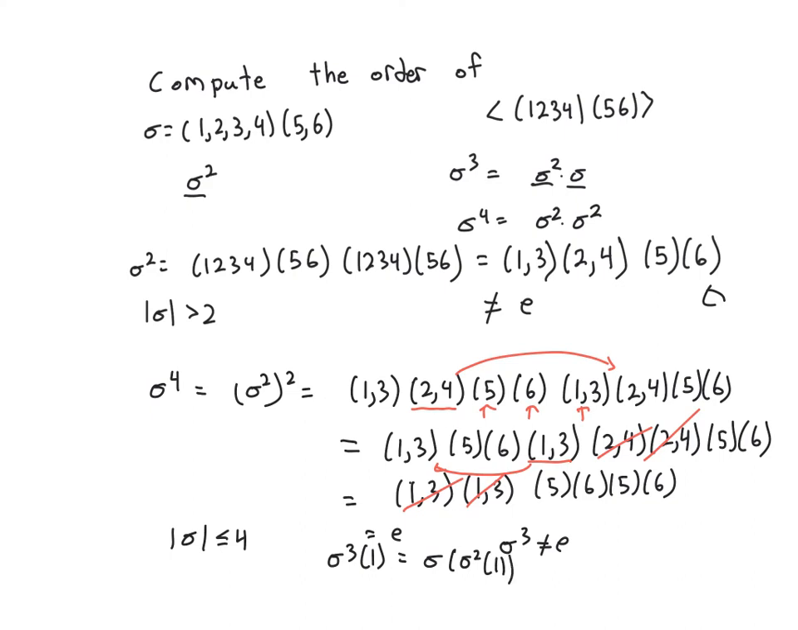So just figure out what sigma of sigma squared of 1 is. So sigma squared of 1 is 3. And sigma of 3 is 4, which is not 1. So sigma cubed is not the identity. So by choosing snazzy shortcuts, we managed to, without actually calculating all the elements of this group, figure out that the order must be 4.